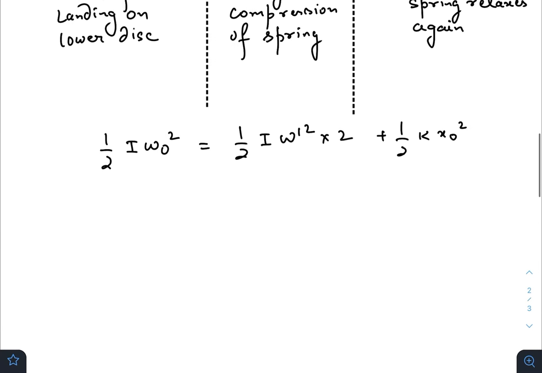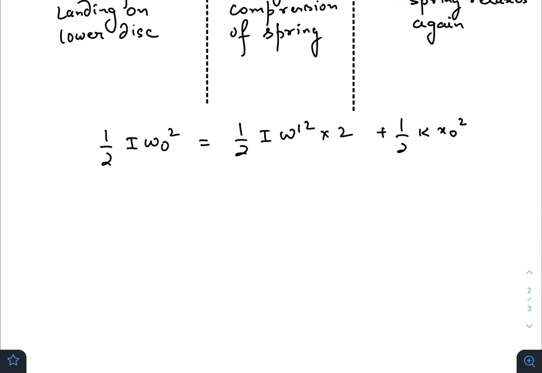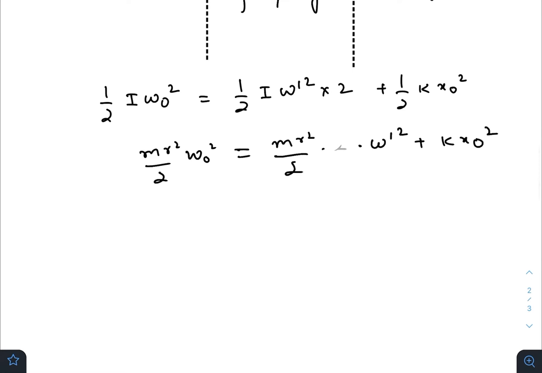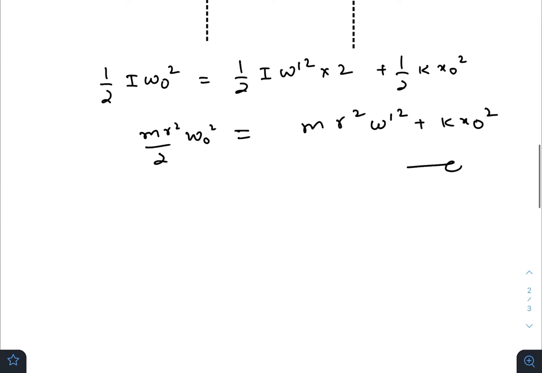So our next equation would be, first let us just write down this one: mr square by 2 omega naught square. Half gets cancelled out from the left-hand side and right-hand side, and mr square by 2 times 2 times omega prime square plus kx naught square. Okay, so this 2 also gets cancelled out. Fine. So here we have only mr square. So this is our first equation.